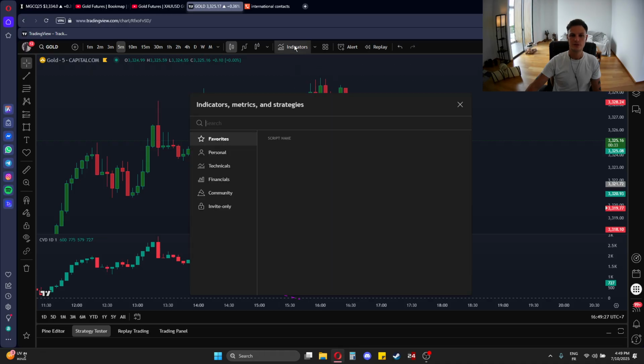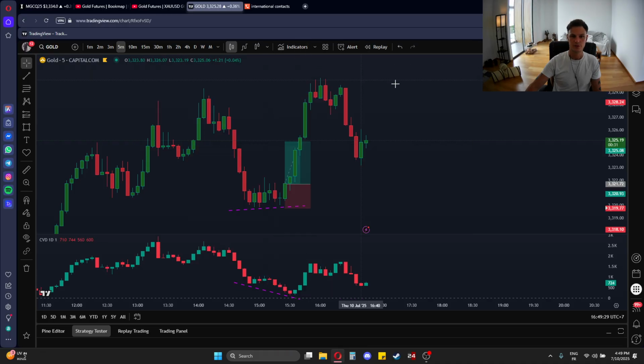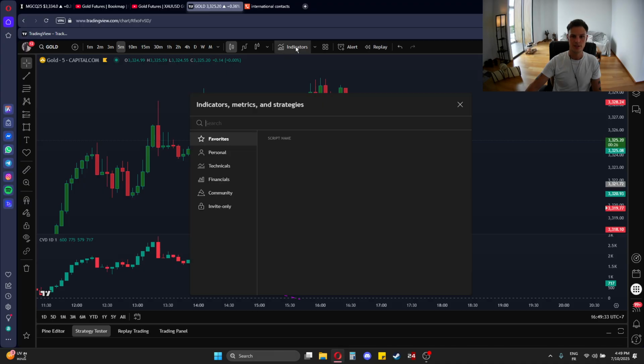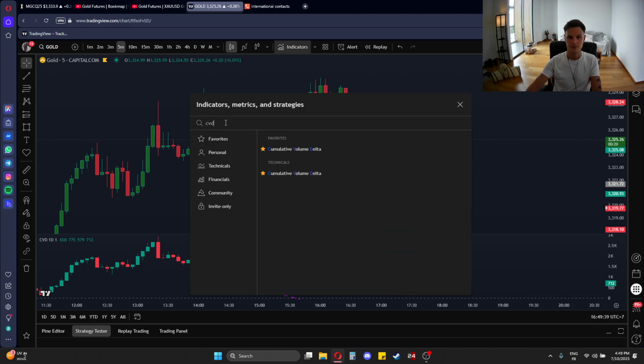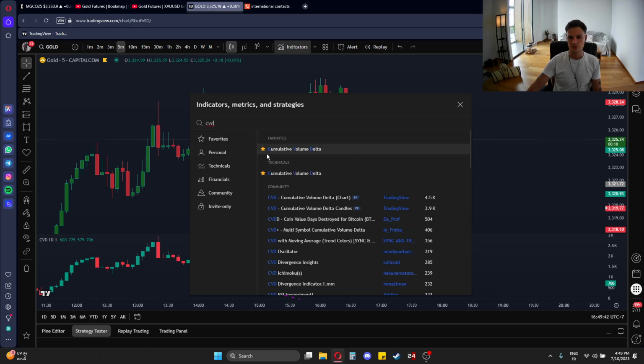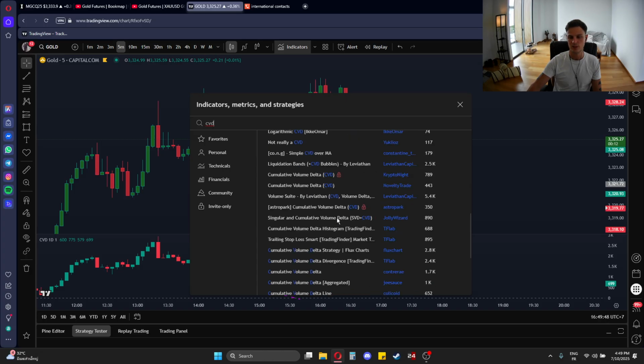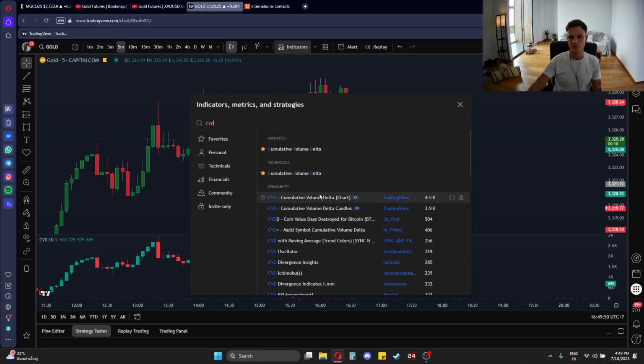So first things first, let's see where you're going to find it. You go to indicators here on TradingView, click on indicators, and in the search bar, type in CVD. Mine is already saved, there's a little star, but it's this one, Cumulative Volume Delta. You're going to find it in that list somewhere. There are many different ones, but just use the basic one, CVD, Cumulative Volume Delta.